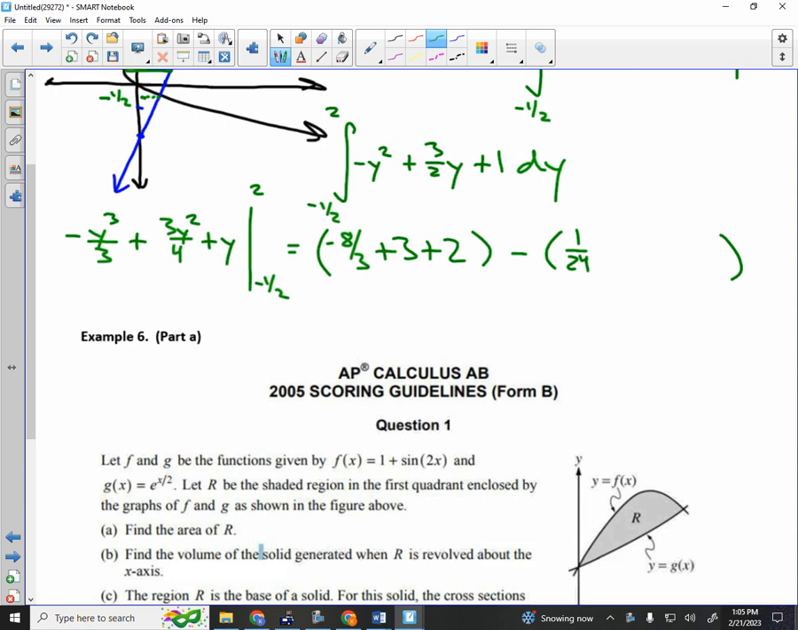Plug in negative 1/2. Negative 1/2 squared is 1/4. 1/4 divided by 4 is 1/16. So you get 3/16. And then we get a minus 1/2.